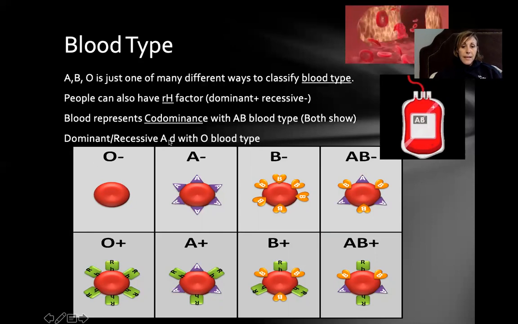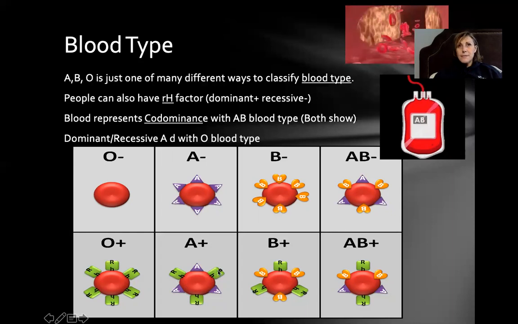So dominant would be A and B, O blood would be recessive. O blood, O negative, does not have any antigens on its blood cell. If you have A negative blood, you have the A antigen, but you do not have this RH factor. That's why it's negative. O positive means you don't have any A or B antigen, but you have the RH factor. A positive, you have A antigen and the RH factor.